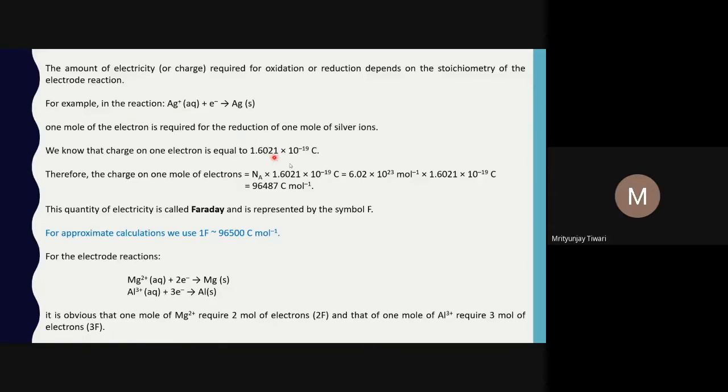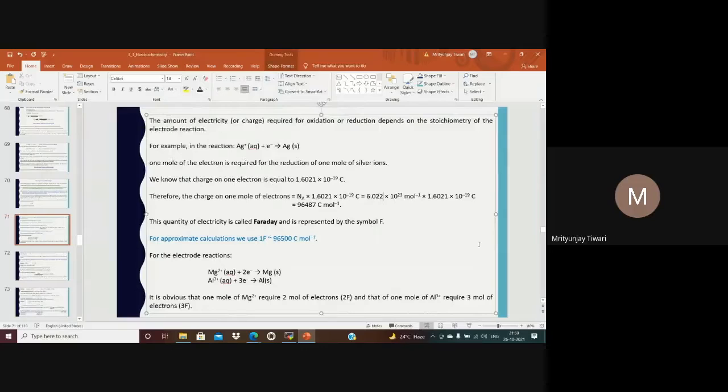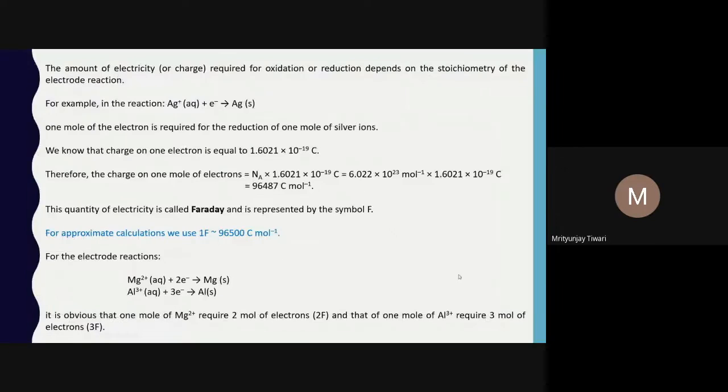1.6021 into 10 to the power minus 19 coulomb. Therefore, the charge on 1 mole of electrons will be equal to the Avogadro number into the charge on 1 electron. If you put in 6.022 into 10 to the power 23 and multiply, you will get 96,487 coulomb per mole.